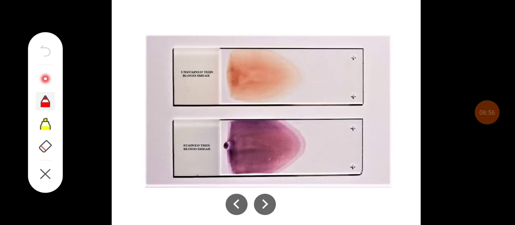Okay. So this is an example of an ideal smear, and this is an example of an ideal stained smear which appears light violet in color.